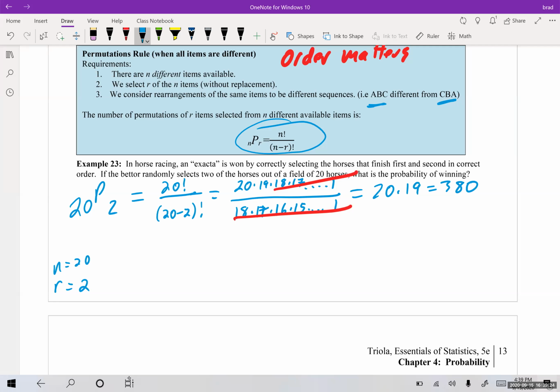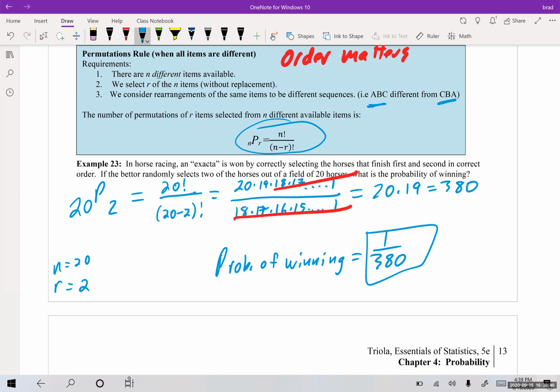If a bettor randomly selects 2 of the horses out of a field of 20, what is the probability of winning? Well, there are 380 possibilities, so it would be 1 out of 380. So this would be our probability.